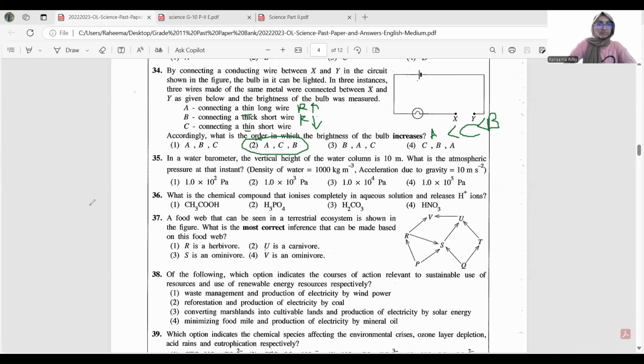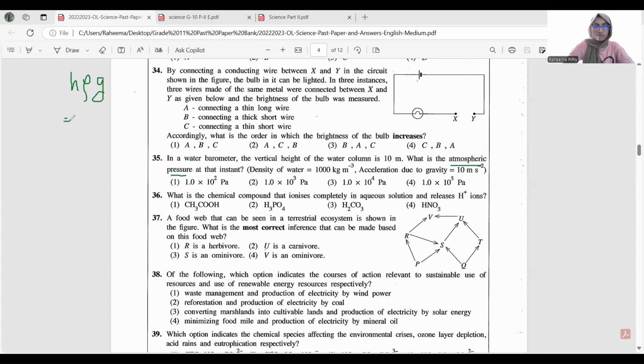Right, next one, question number 35. In a water barometer, we know a barometer is used to measure pressure. Now they are asking the question about atmospheric pressure, and they have given the data. Because they are using liquids, we can directly take the equation P = hρg. h refers to the height of the liquid column, ρ is density, and g is gravitational acceleration.